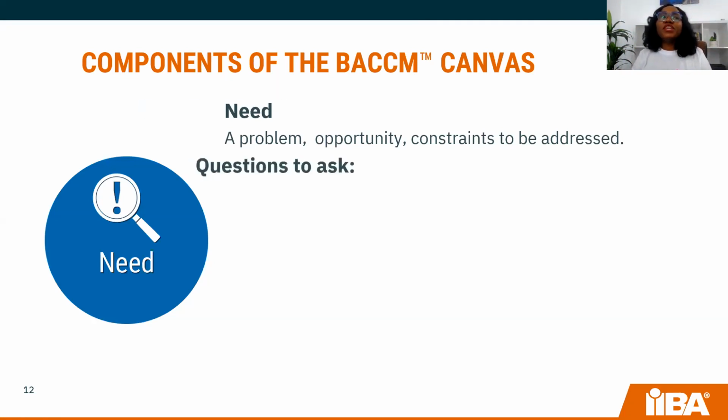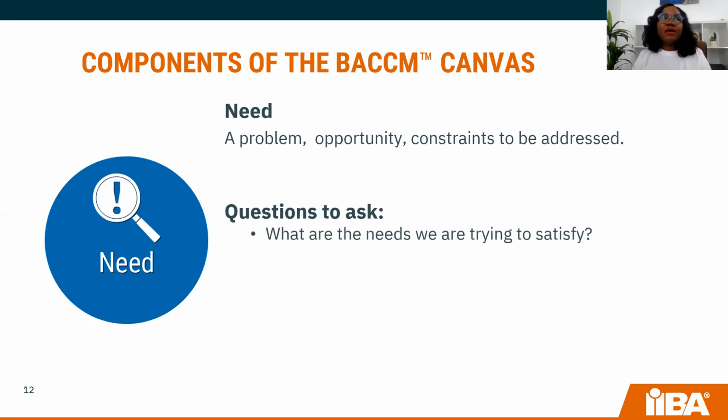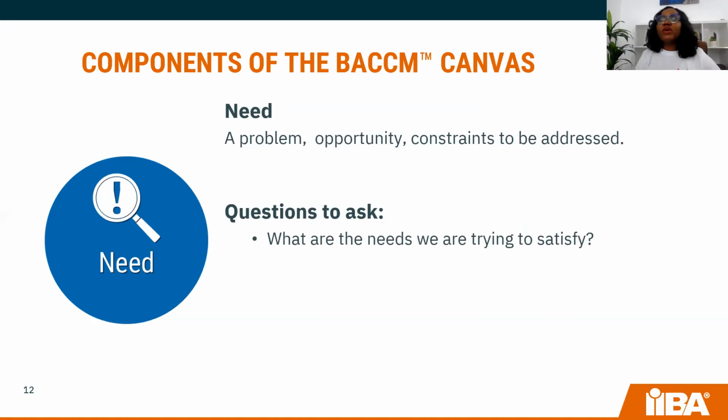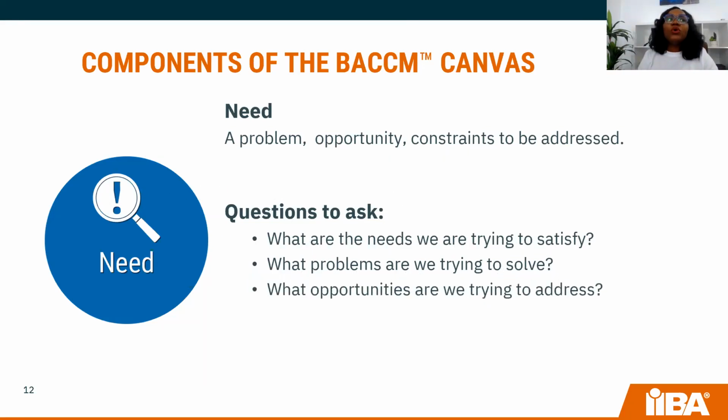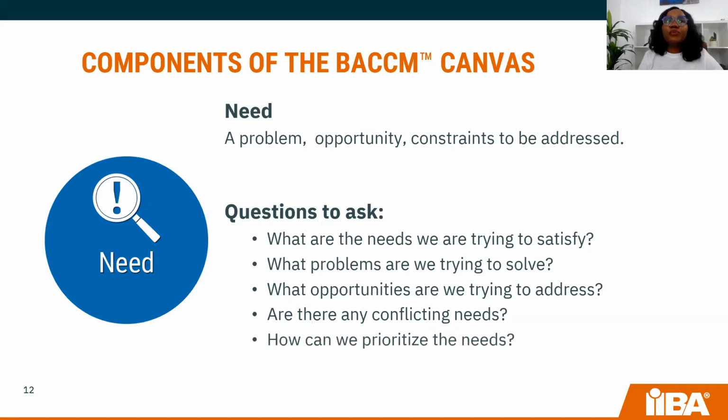Some questions you can begin to ask to uncover what the needs are. What are the needs we are trying to satisfy? When you identify your stakeholders, you go into elicitation sessions with them, and you begin to ask questions to uncover and really understand what those needs are. You're also asking questions like, what problems are we trying to solve here? You want to have a good understanding of the problem before you begin to delve into solutioning. What opportunities are we trying to take advantage of, even in the course of this business analysis work? Are there conflicting needs you need to be aware of? All these questions your stakeholders can help you answer.